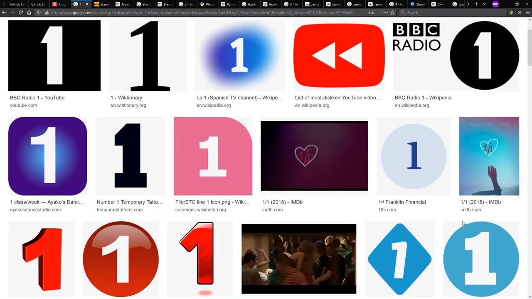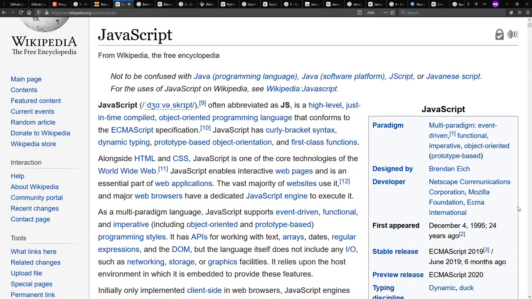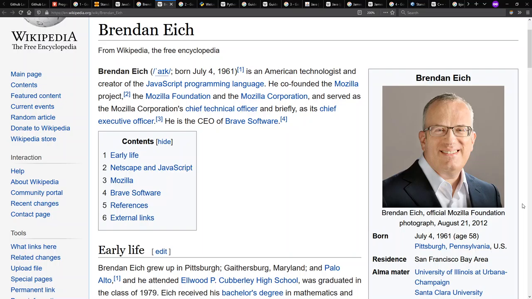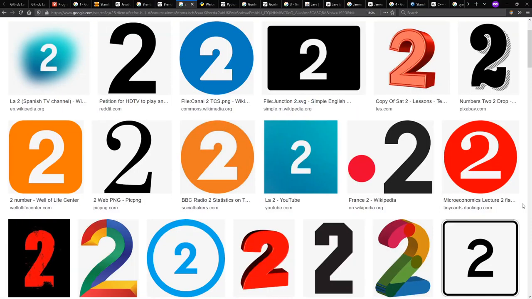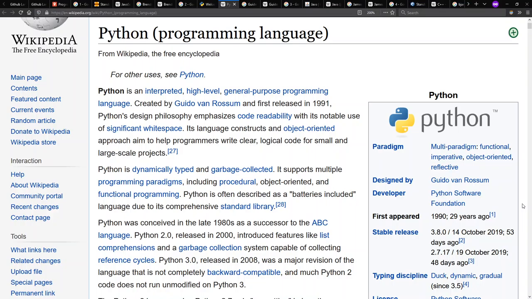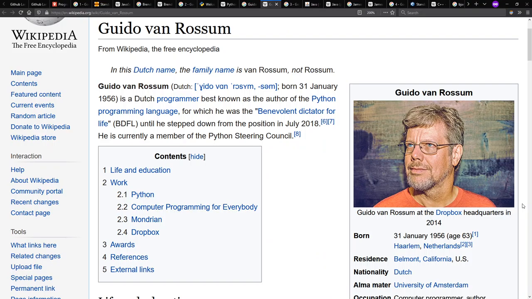Number one, we have JavaScript, aka ECMAScript, aka JS, aka ES. It was originally released in 1995, designed by Brendan Eich, who is from Pennsylvania, US. Number two, we have Python, released originally in 1991, designed by Guido van Rossum, who is from the Netherlands.